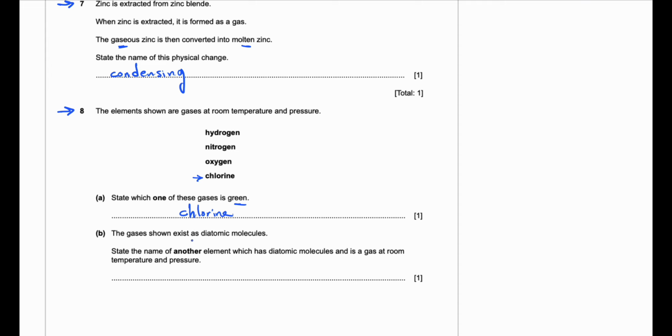The gases shown exist as diatomic molecules. State the name of another element which has diatomic molecules and is a gas at room temperature and pressure. Remember, the diatomics exist in the word Hofbrinkle. So we have already hydrogen, oxygen, nitrogen, and chlorine. We are left with Br, I, or F. However, later you'll know that bromine is not a gas, and iodine is also not a gas, when we come to the halogens later on. The only gas that's diatomic is fluorine. So the answer is fluorine.